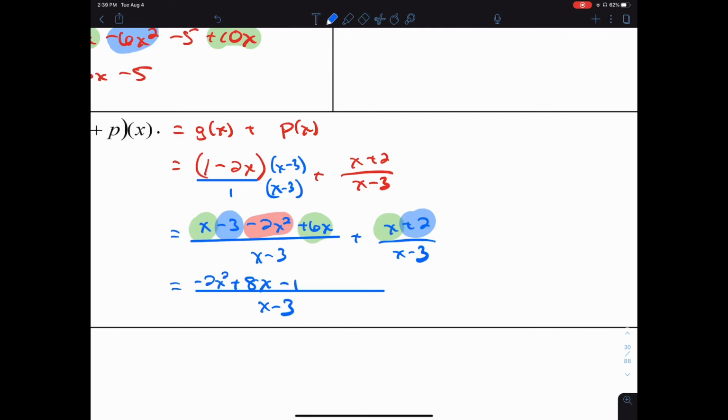That's different than what I had on my paper, on my notes. Let me just check to make sure that I did that correctly. Yeah, I believe so. If I didn't, I apologize.